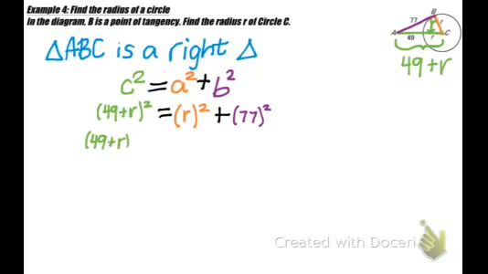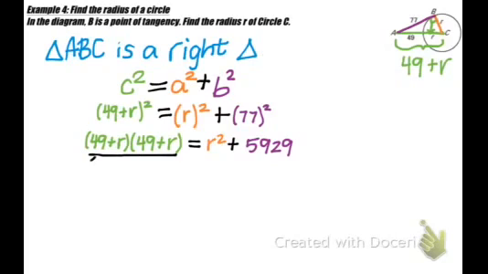actually two binomials being multiplied together. We're not just squaring each term, we're actually taking the whole entire term and multiplying it twice. So that's rewritten as the quantity of 49 plus r times the quantity of 49 plus r, which is equal to r squared plus 5,929. So how do we multiply those two binomials? Well, I'm going to show you how to multiply them using the box method.